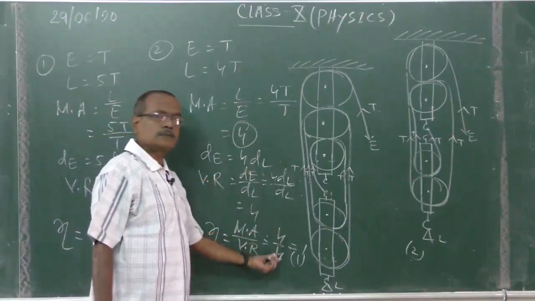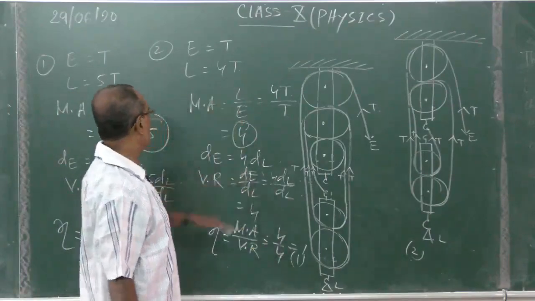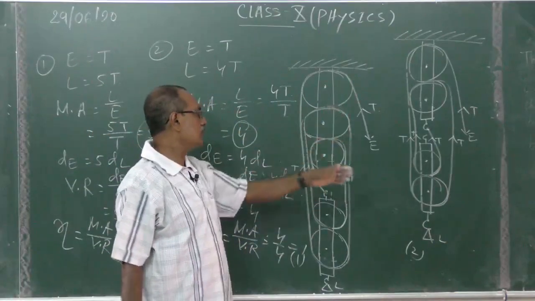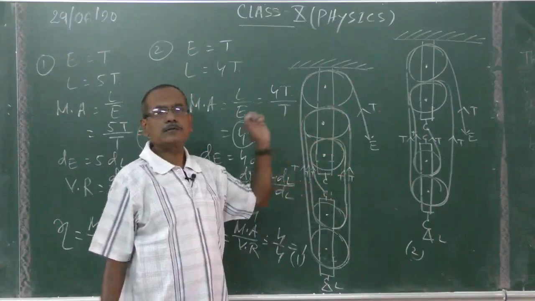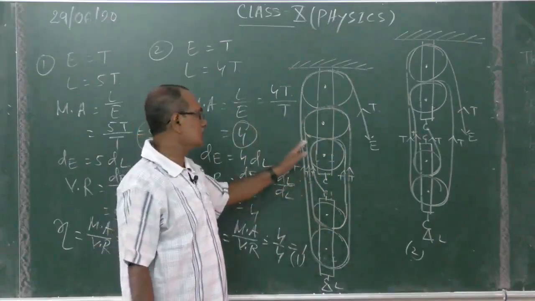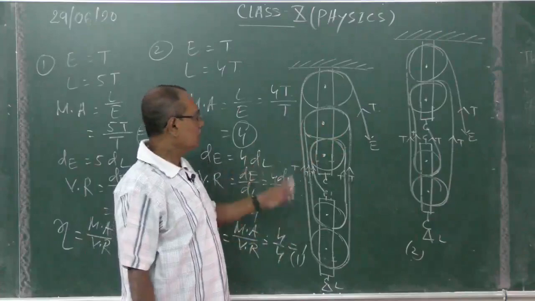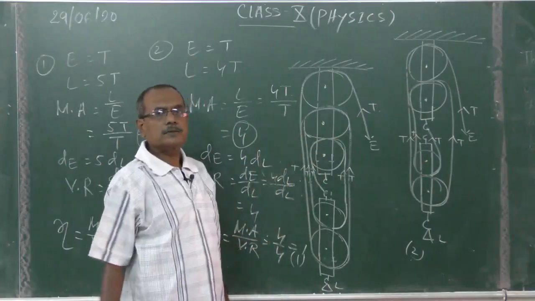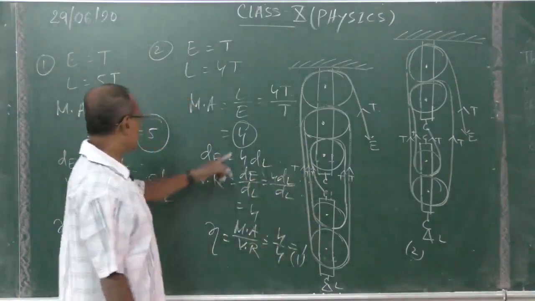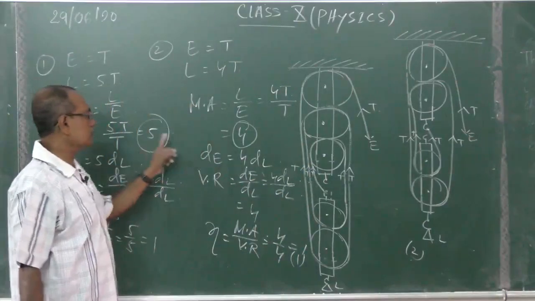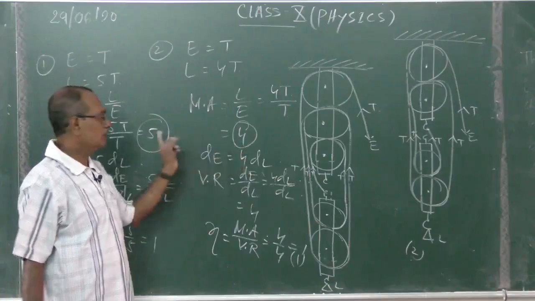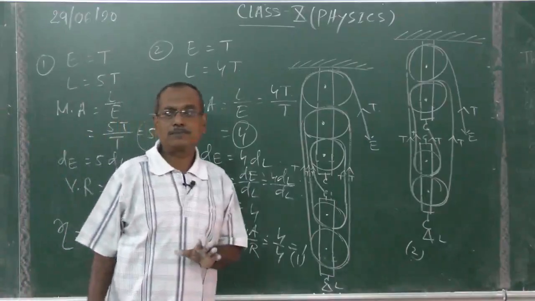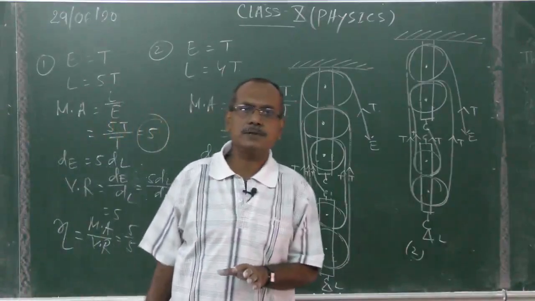So all of these we have done using the ideal case, that is weightless pulleys, weightless rope, frictionless movable parts. If we consider all this, then these two will be less than 5 and 4 for the 2 cases. But the velocity ratio remains the same. Okay, thank you.